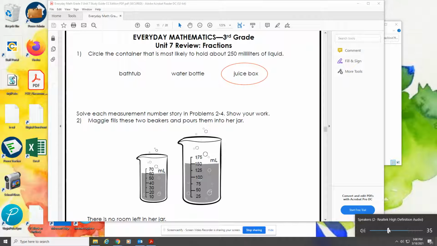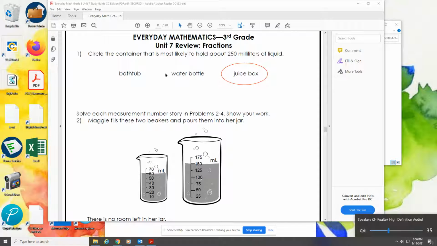Hi everyone. I just wanted to go over the answers for our Everyday Math Unit 7 Review Study Guide on fractions. So let's start with number one. Circle the container that's most likely to hold about 250 milliliters of liquid. That would be a juice box.